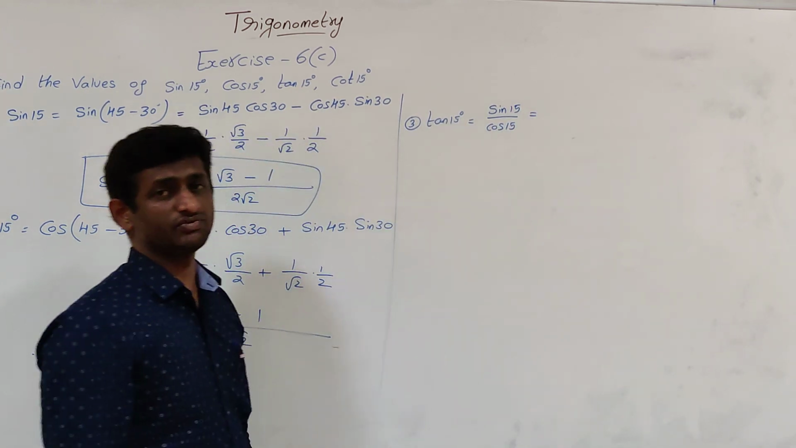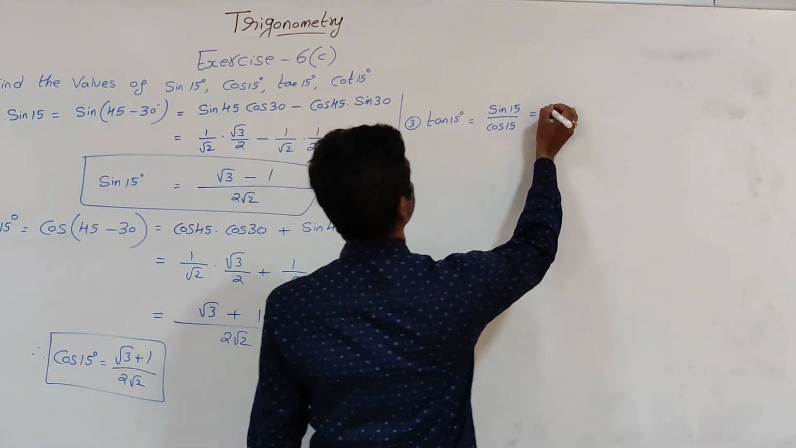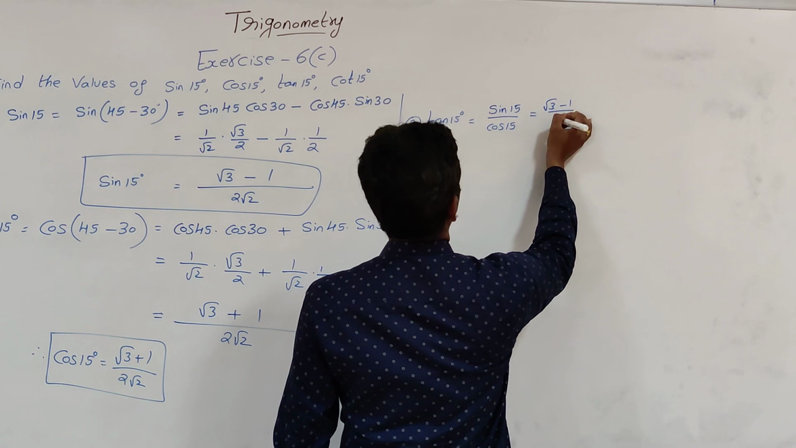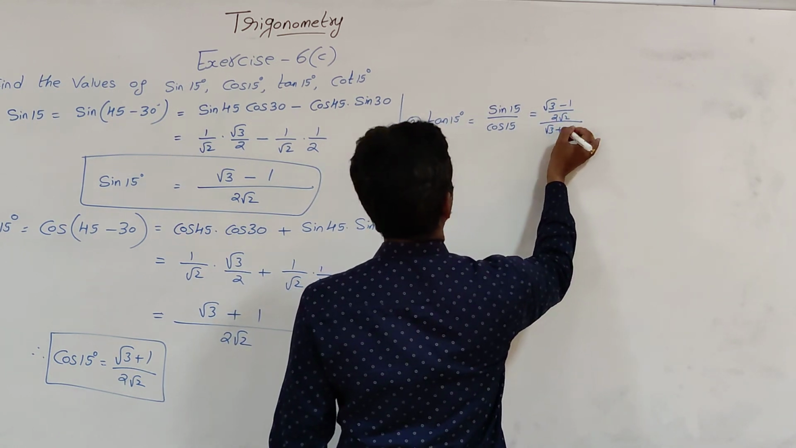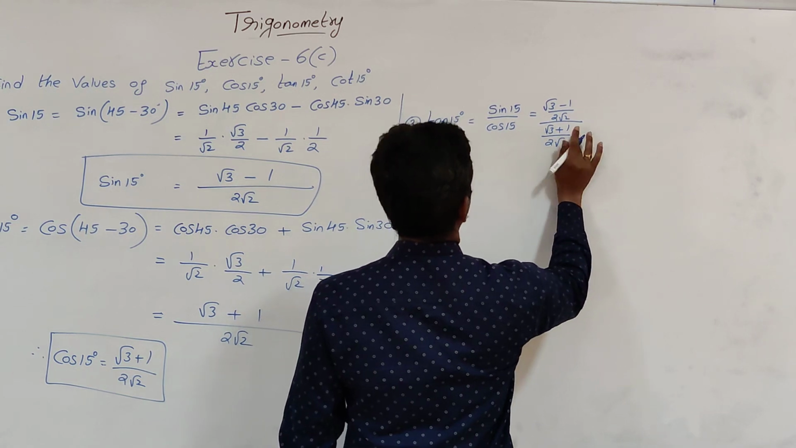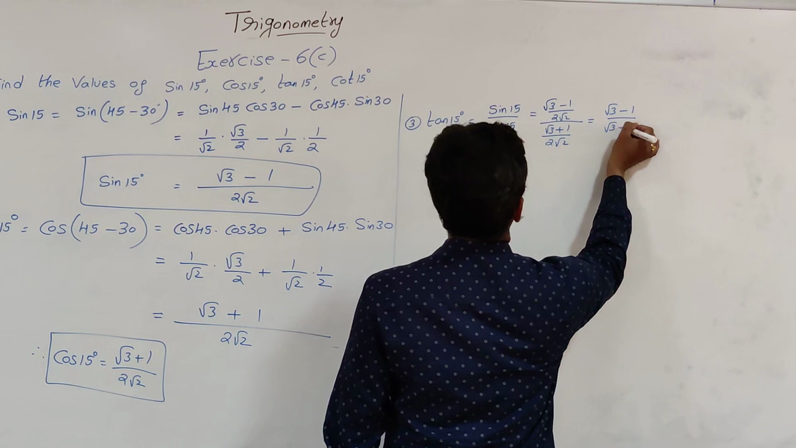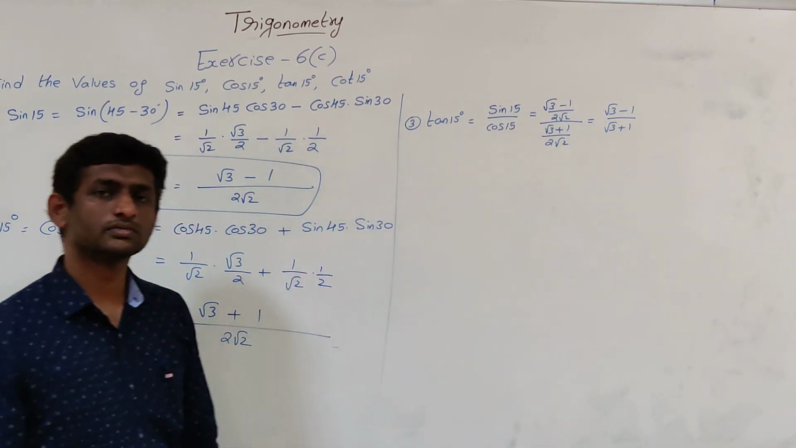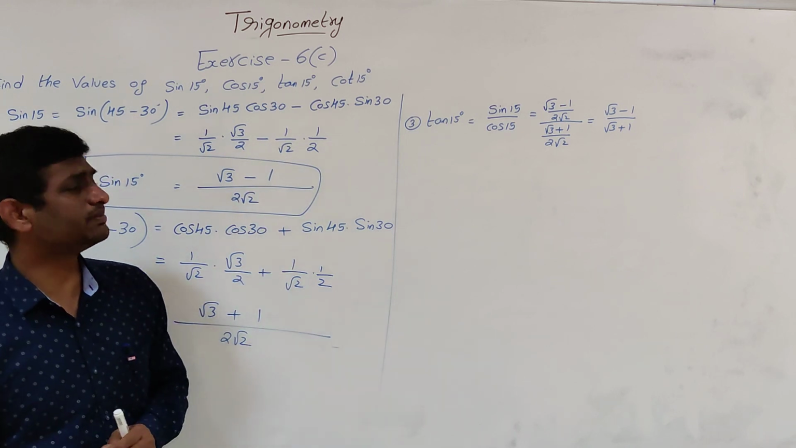But what is sin 15? It is root 3 minus 1 by 2 root 2, divided by cos 15, root 3 plus 1 by 2 root 2. So it will be root 3 minus 1 by root 3 plus 1. So tan 15 is root 3 minus 1 by root 3 plus 1.